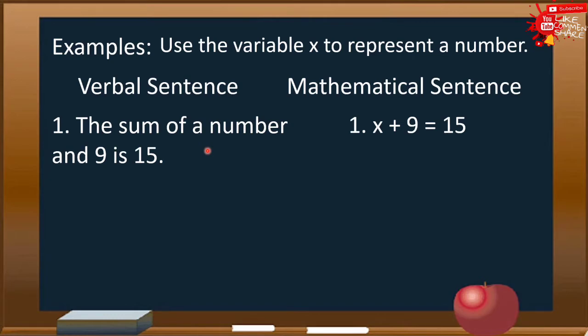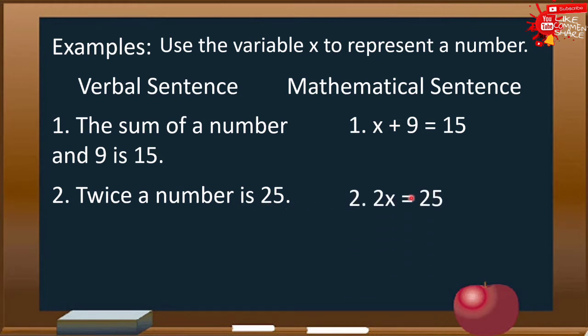Now let us have example number 2. So we have here, twice a number is 25. So we have here the word twice. So it means that the number will be represented by x, and we will multiply it by 2. So that's the meaning of twice a number. And is, so it will be equal sign, then 25. So this will be the mathematical sentence, 2x equals 25, for twice a number is 25.